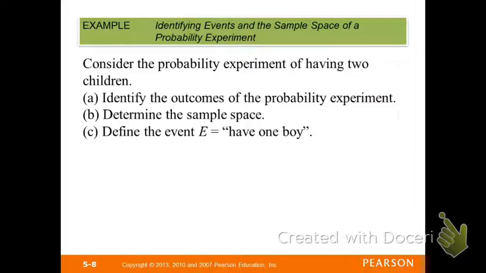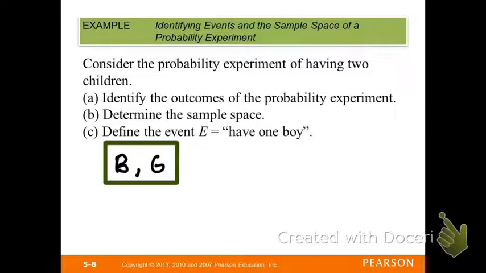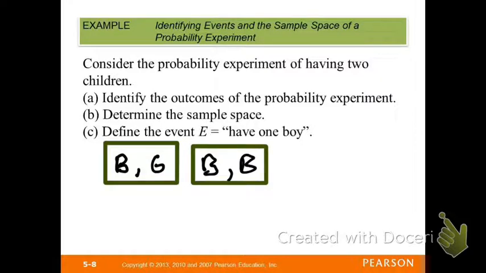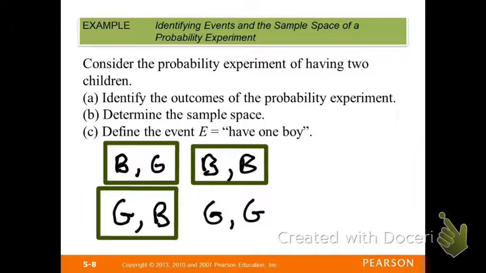So here's our first example from this lesson. It says, consider the probability experiment of having 2 children. So a family with 2 children. Identify the outcomes of the probability experiment. What we're talking about are the possible outcomes, and letter A kind of rolls into letter B. The first thing we could have is a boy and then a girl. So that's one outcome. Another outcome could be a boy and then a second boy. And then we could have a girl first and then a boy. Or we could have the outcome of a girl and then a girl, 2 girls. So that's the 4 outcomes of the probability experiment.